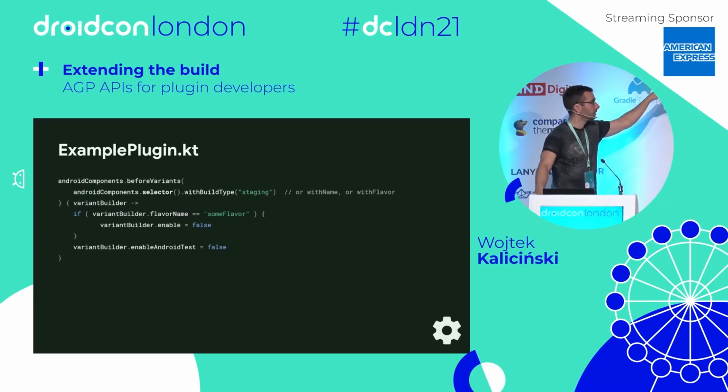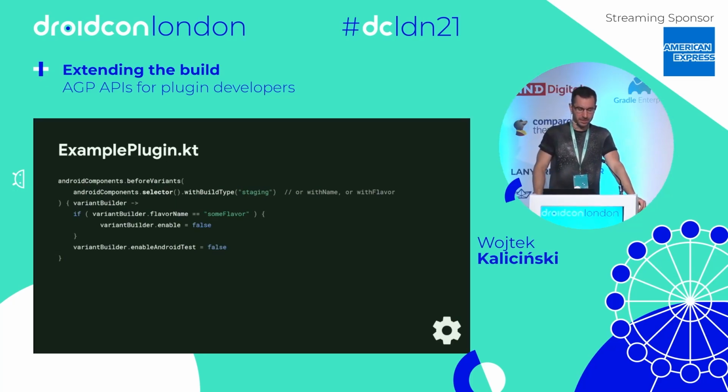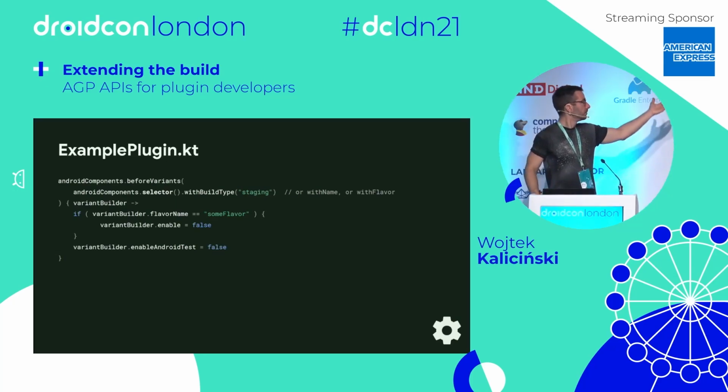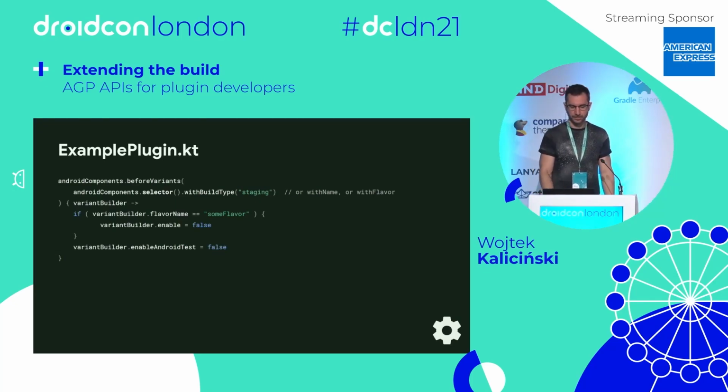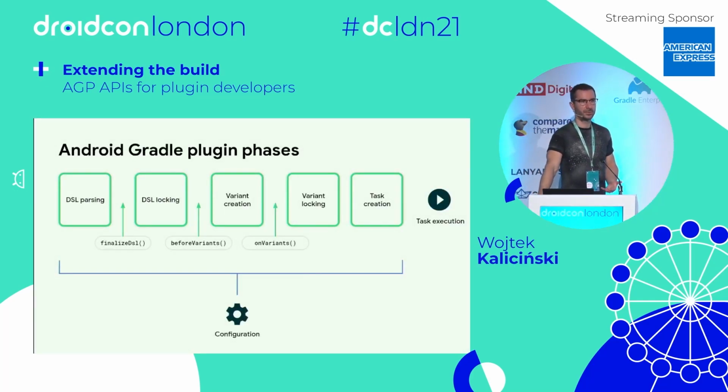And actually, there's one more thing I'm showing here on this slide. The before variants and also the next one, the on variants callback, accept a selector that lets you narrow down the type of variants according to name or flavor or build type that you want to get the callback on. So this is something you can use. And then you can enable or disable the whole variant, or you can just disable Android tests or just the test. But again, all of this happens at configuration phase. So still, we did not have a way to defer anything to execution. So how do we do that? That's because everything that happens in these steps needs to be finalized before going to the next step.